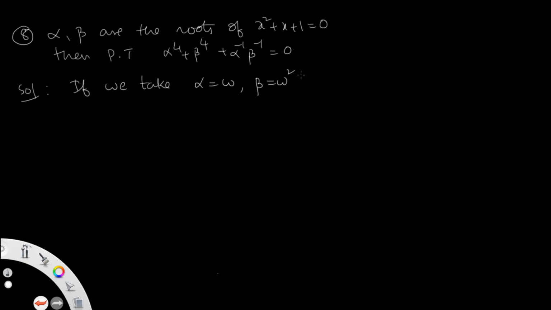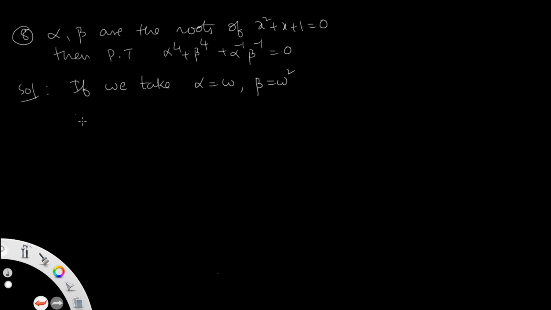The equation is nothing but 1 plus omega plus omega square equal to 0. So it is one of the cube roots of unity, and it will be satisfied. That's why I have taken one root as omega and beta equal to omega square. Omega power 4 is nothing but omega, and omega square plus 1 plus omega square satisfies the equation. Therefore I am taking the roots alpha equal to omega and beta equal to omega square.